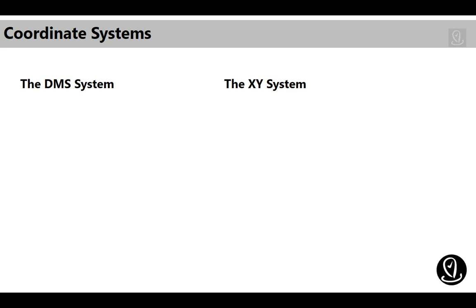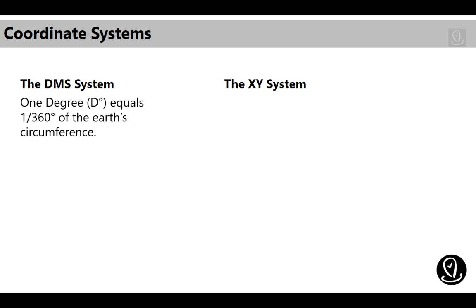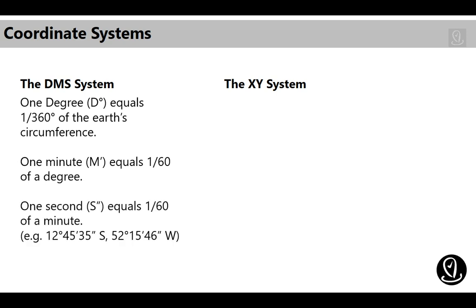You can distinguish between the degree, minute, and second system and the projected coordinate or XY system in a variety of ways. In the degree, minute, and second system, 1 degree of longitude represents 1/360 of the Earth's circumference, and 1 minute of longitude represents 1/60 of a degree. 1 second of longitude or latitude represents 1/60 of a minute, and essentially, using the degree, minute, and second system, you can measure longitude and latitude in degrees, minutes, and seconds depending on their relative position from an origin.